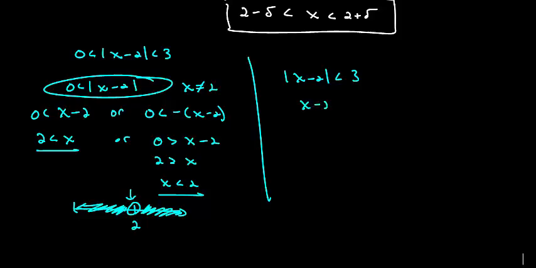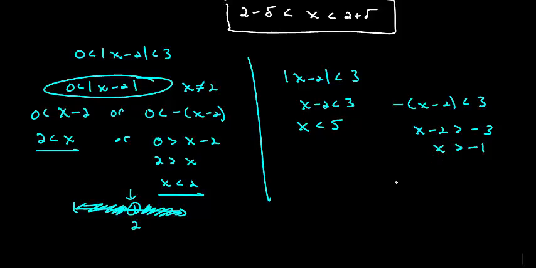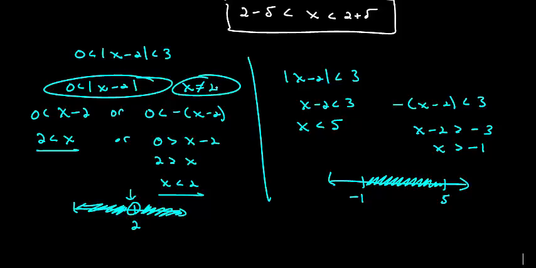This means that either x minus 2 is less than 3, or negative x minus 2 is less than 3. And if we do the math here, we end up with x less than 5. For the other one, multiply both sides by negative, add 2, and x has got to be greater than negative 1. So here's negative 1. x has got to be less than 5. So it's got to be in between this area. But there's a little piece in there that it can't be, because it can't be equal to 2. And 2 falls in there, right?